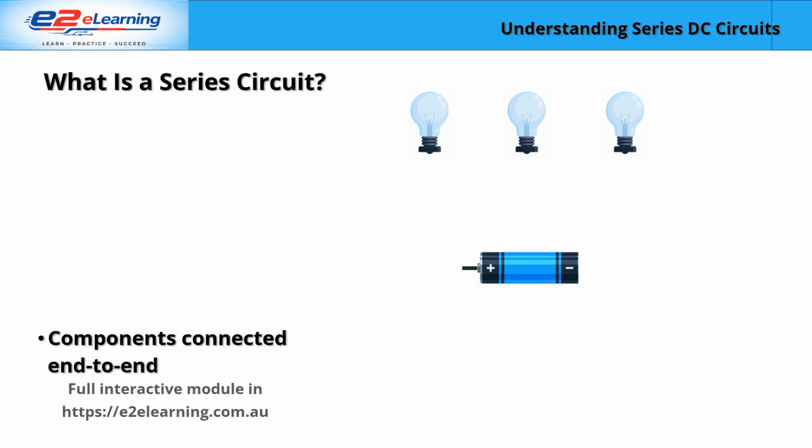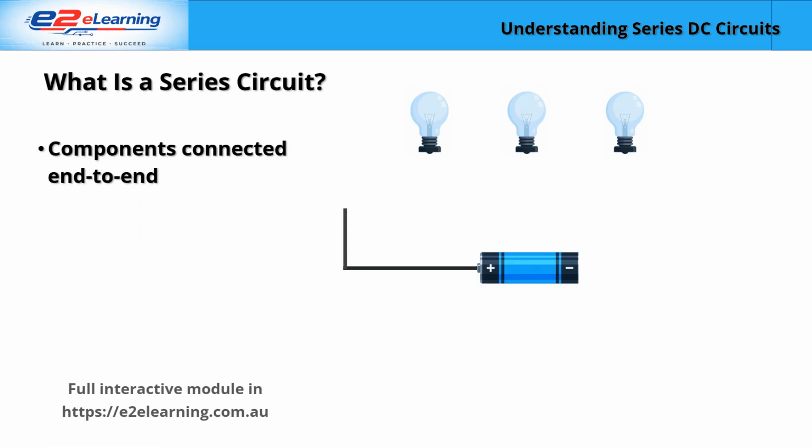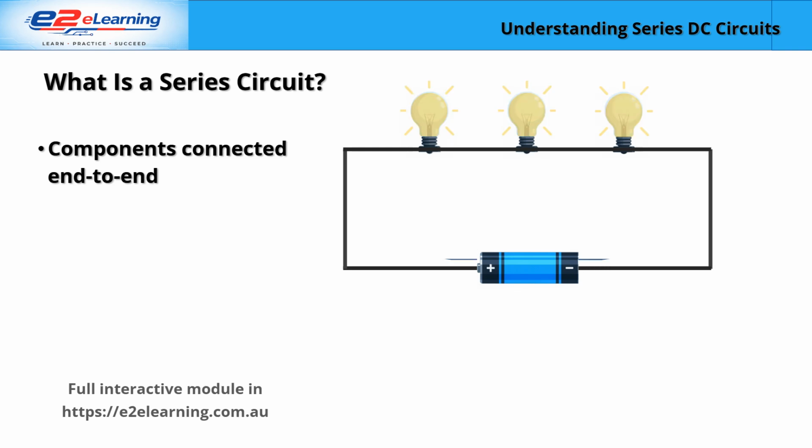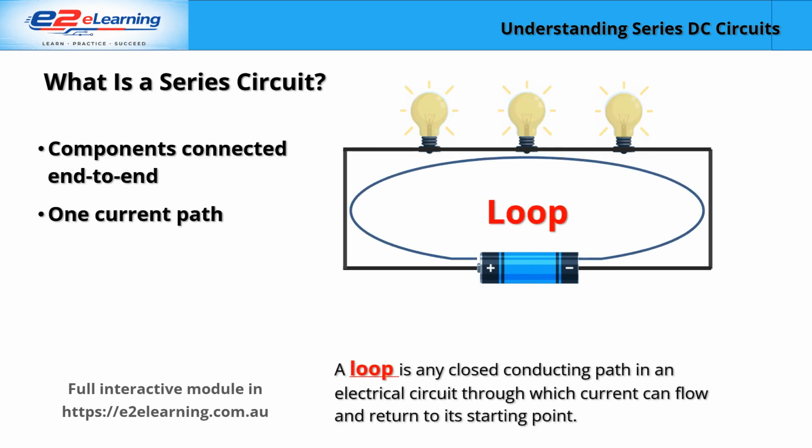A series circuit is formed when electrical components are connected end-to-end in a single continuous chain. One terminal of the battery connects to the first component, the output of that component connects to the next, and this continues until the final component connects back to the other terminal of the battery. This creates only one possible path for current to travel.